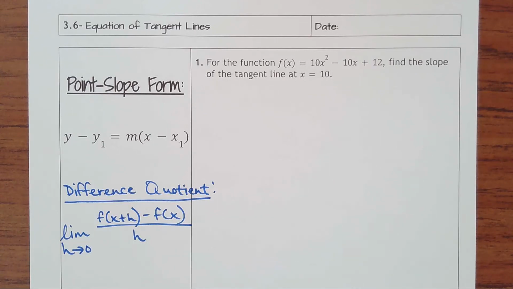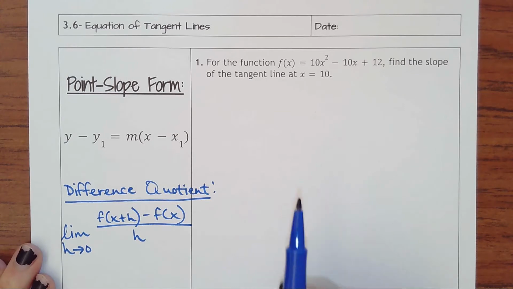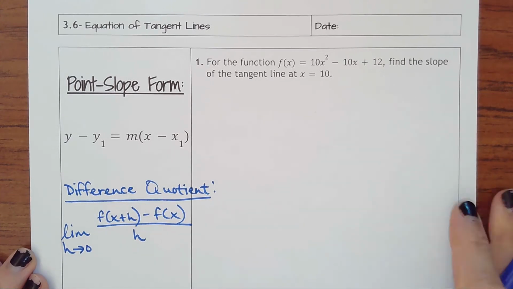3.6 equation of tangent lines. This lesson will be pretty much the same as 3.5, but we're taking it one step further and actually writing a linear equation of the tangent line using the slope that we find.